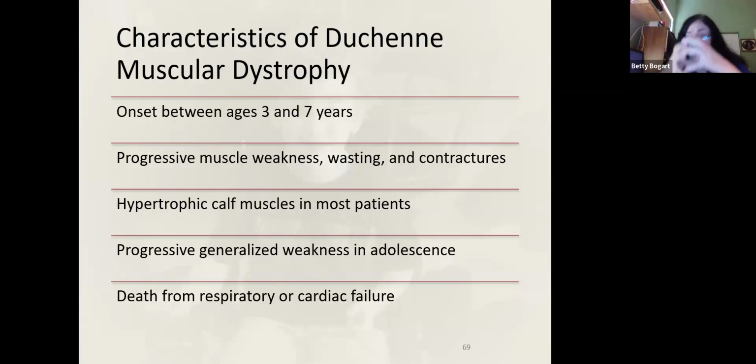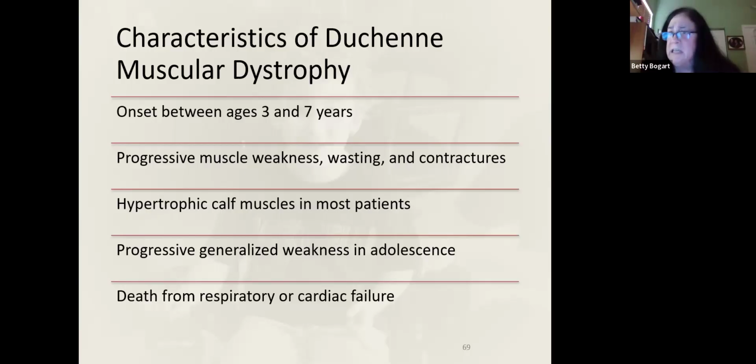Like unusually, you'll see big muscles in the calves. And then about age 3, they're going to be starting to fall down and they're going to go backwards in progression. They're not going to be able to run, be able to walk, and we're going to see things going on. It is progressive, generalized weakness.